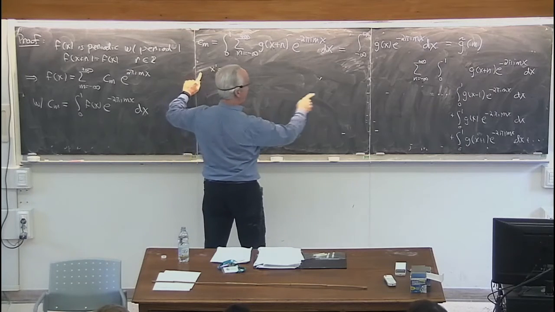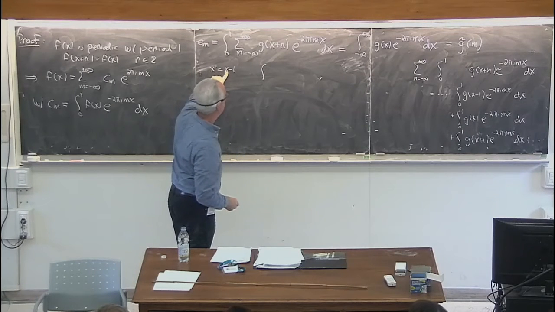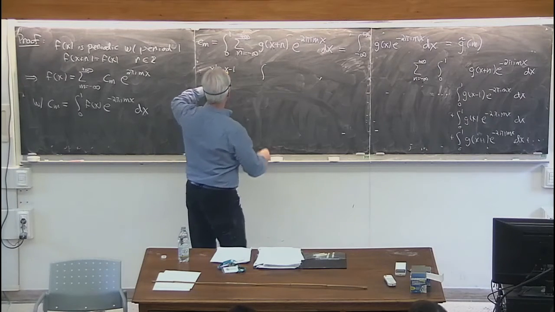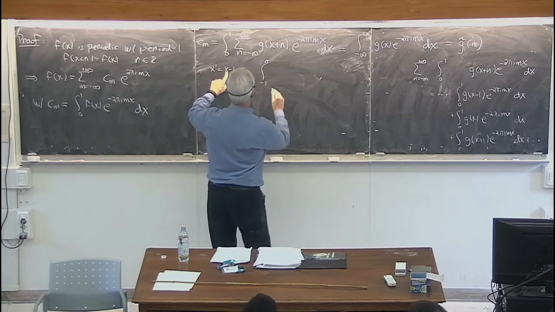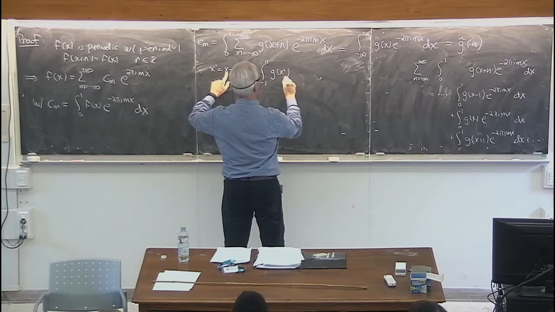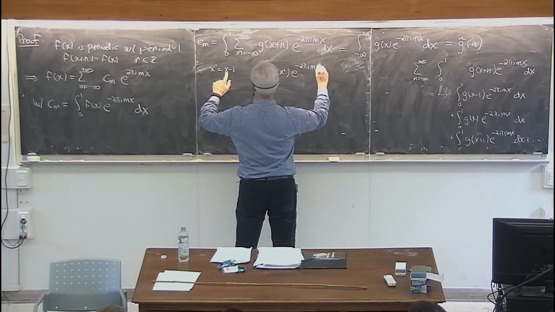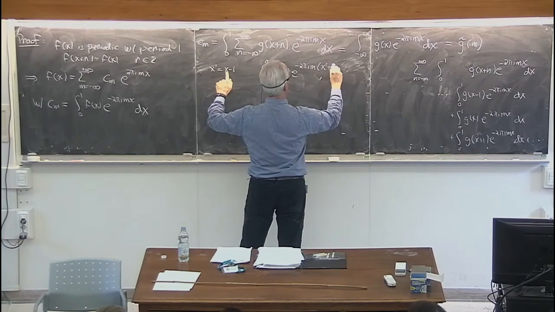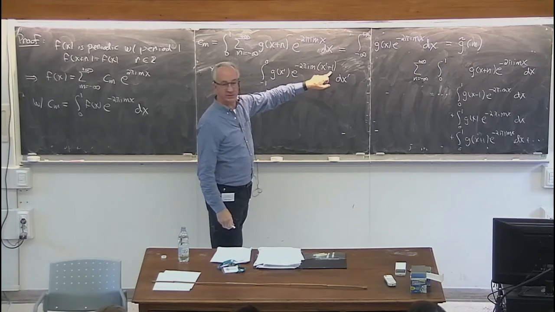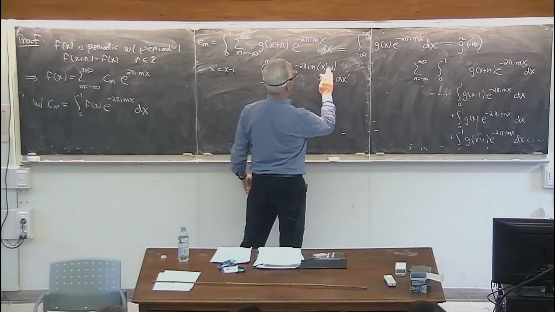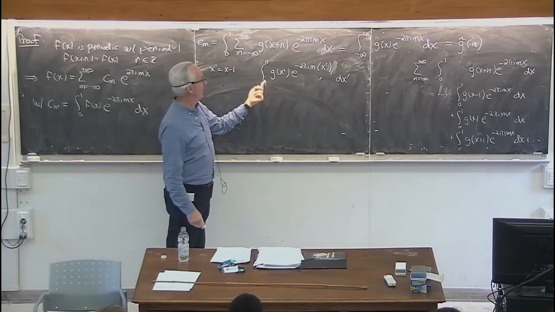So I then have the integral, x goes from 0 to 1, so x prime goes from minus 1 to 0, and then I have g of x prime e to the minus 2 pi i m, and x is x prime plus 1, dx prime. But the plus 1 here doesn't do anything because m is an integer, so I can erase this. And so I have this integral, but now from minus 1 to 0.